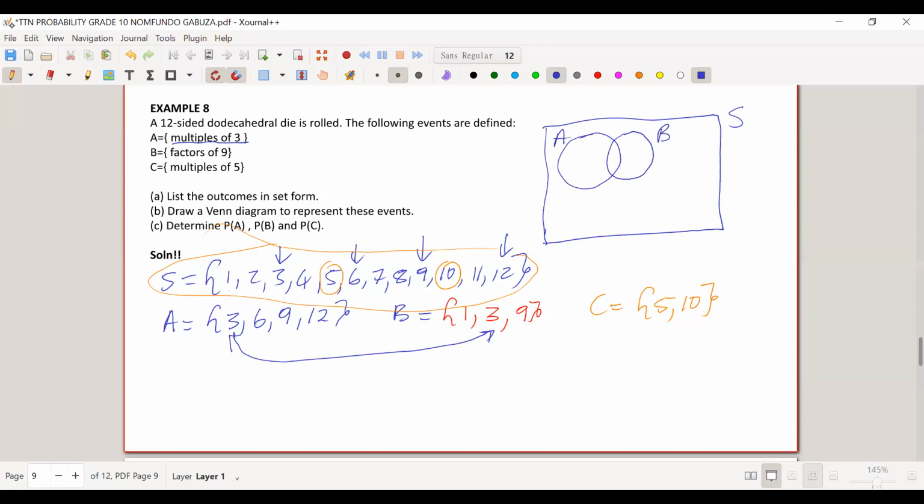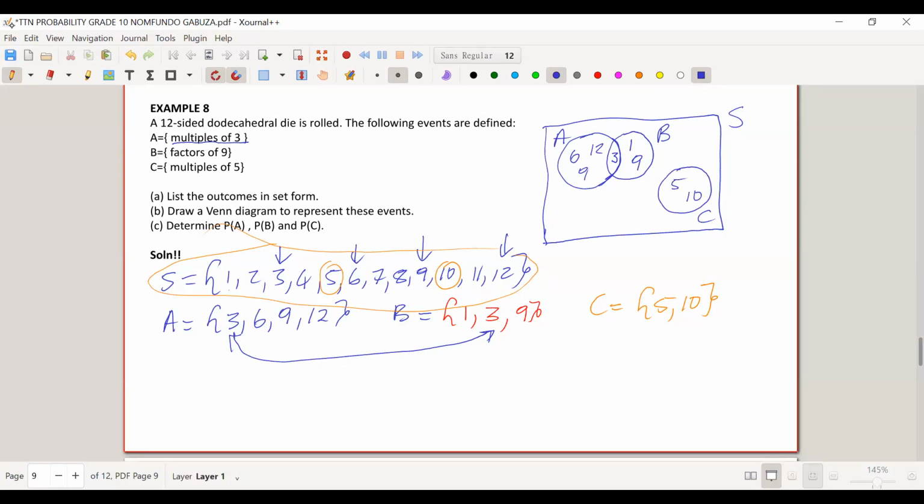They meet at 3. So in A, we're going to have 3, 6, 9, and 12. There's no need to include 3 again because it's already here. For event B, it's 1, 3, 9. We already have 3 in this part, so we're going to have 1 and 9. So for C, it could be somewhere over here. This is the event C. It says 5 as well as 10.